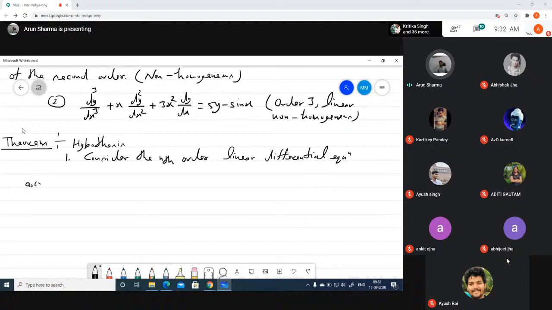a naught x d^n y upon dx^n plus a1 x d^(n minus 1) y upon dx^(n minus 1) plus, and so on, plus a(n minus 1) x dy upon dx plus an x y equals f(x).